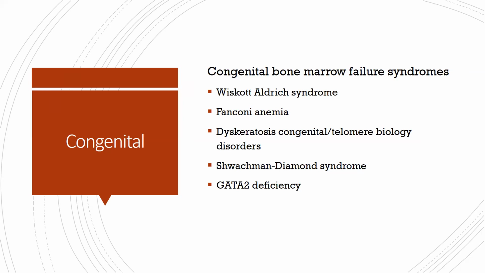So dyskeratosis congenita is just a form of bone marrow failure in which the marrow cannot produce sufficient blood cells. Shwachman-Diamond is associated with pancreatic dysfunction with malabsorption, growth failure, as well as some pancytopenia. Yeah, and GATA2 deficiency is just a germline disease in which the GATA2 is deficient, so it couldn't really synthesize all the cell lines. So these will be more, I believe the paediatric team would understand more about this. Yeah.